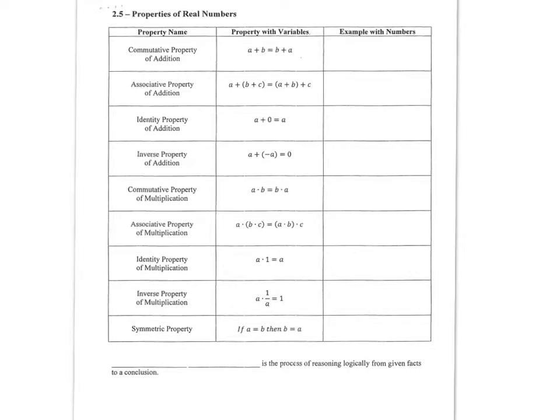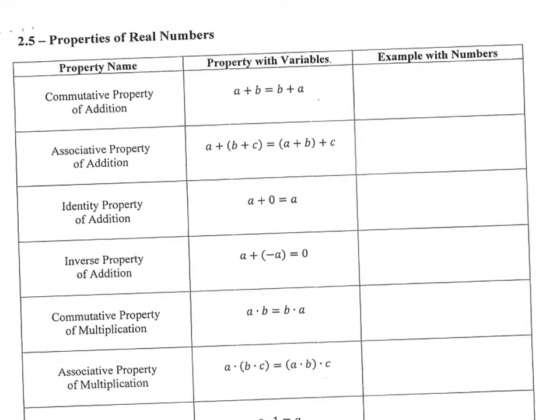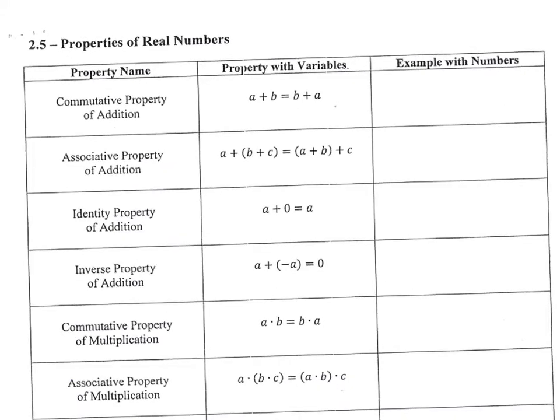Real numbers have different properties which are helpful when you're solving and simplifying algebraic expressions, and when you're just working with numbers too. So first one, commutative property of addition. We use this all the time.